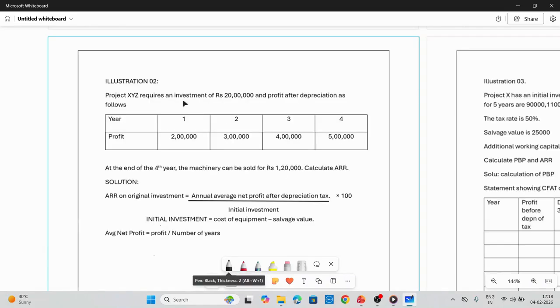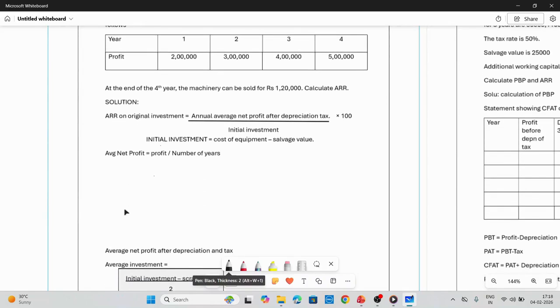Now let's move to the second problem. Illustration 2. Project XYZ requires an investment of rupees 20 lakh and profit after depreciation as follows. Year 1 it's 2 lakh profit, year 2 it's 3 lakh profit, year 3 it's 4 lakh profit, and in year 4 it's 5 lakh profit. At the end of the 4th year, the machinery can be sold for rupees 1,20,000. Calculate ARR. Let's go with the solution.